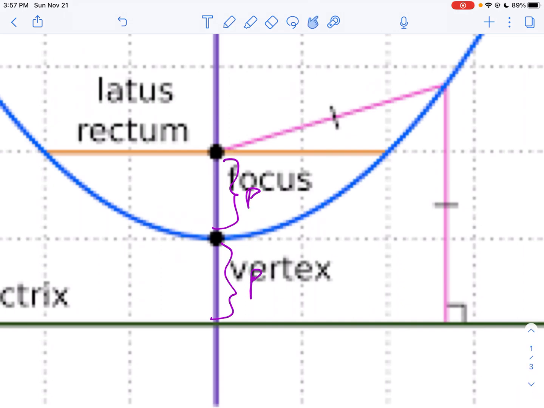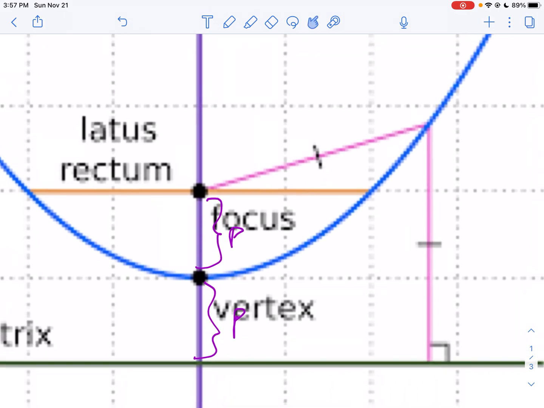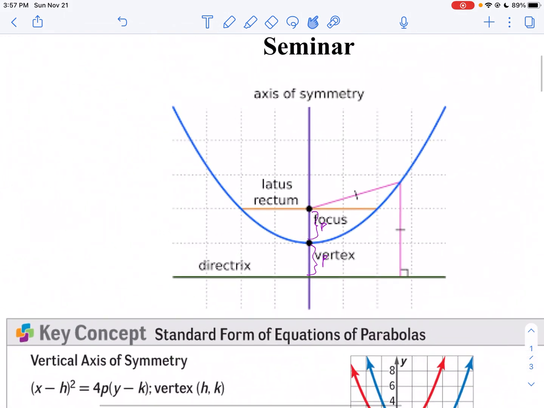What makes something a parabola is the distance from any point on the parabola, and I like the vertex the easiest to explain, but from any point on the parabola, the distance from that point to the focus is exactly the same as the distance from that point to the directrix. That's what makes it a parabola. You've got kind of a weird vocabulary term here, latus rectum. The latus rectum is a line that goes through our focus and it's perpendicular to your axis of symmetry.